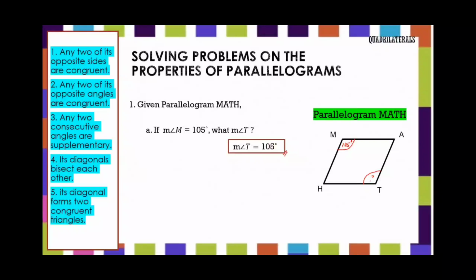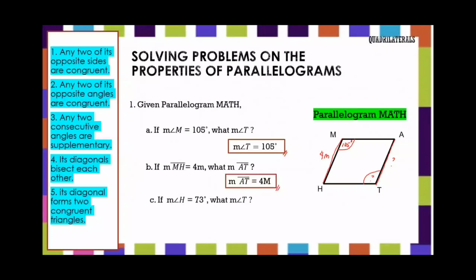Okay? Next. So, if the measure of side MH is 4 meters, what is the measure of side AT? So, ano ang measure kaya nito? So, observe nyo, ano pair of sides, yung side MH at side AT? Okay. So, they are pair of opposite side. And one property of parallelogram states that any two opposite sides are congruent. So, ibig sabihin, if the measure of side MH is 4 meters, therefore, we can also say that the measure of side AT is 4 meters.